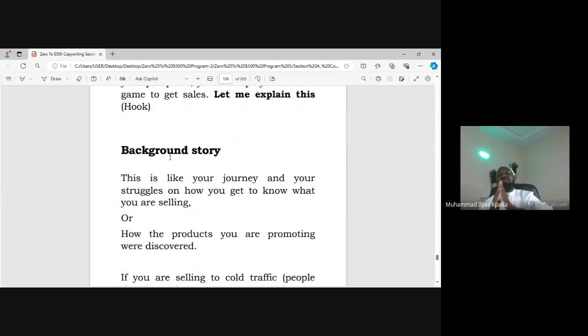Now, that is the first component of a sales copy, your lead, and we have discussed a bit about it. You can build on this. Then the next thing now is the background story, right?